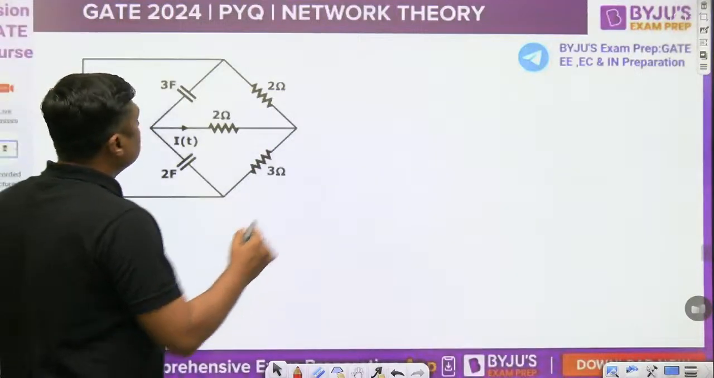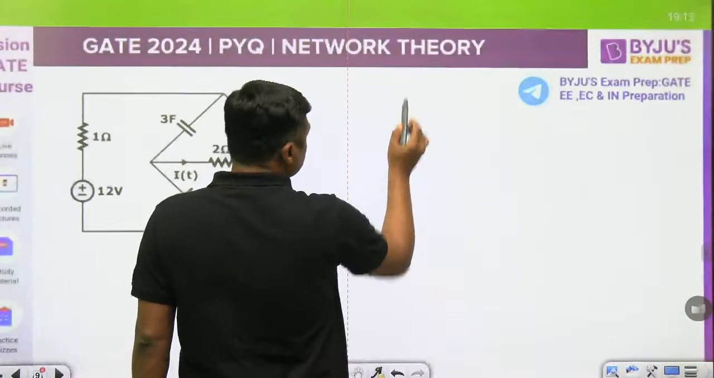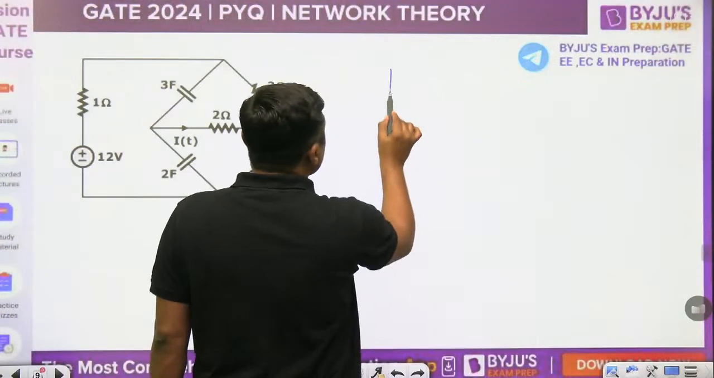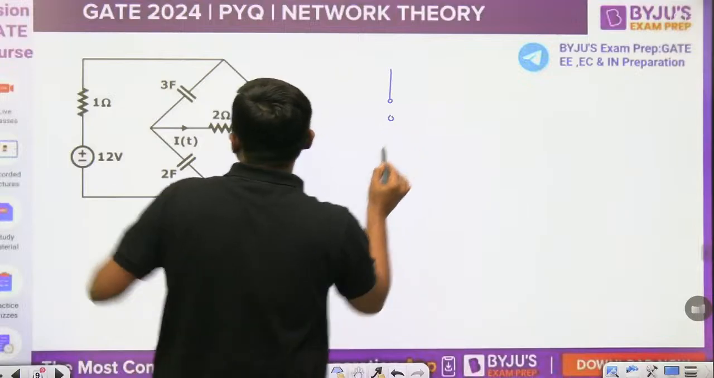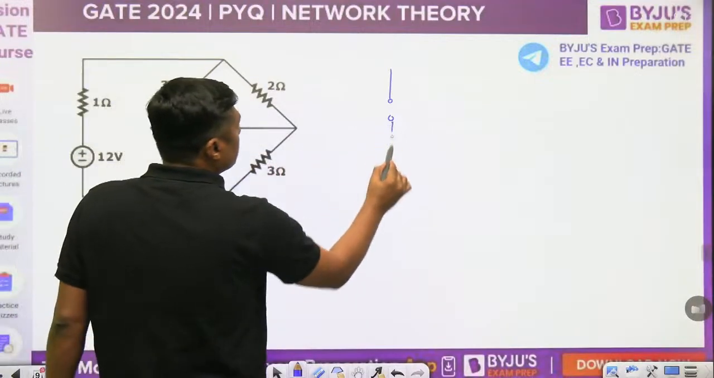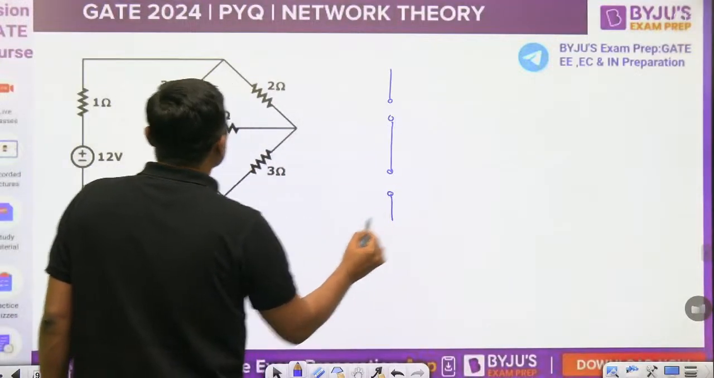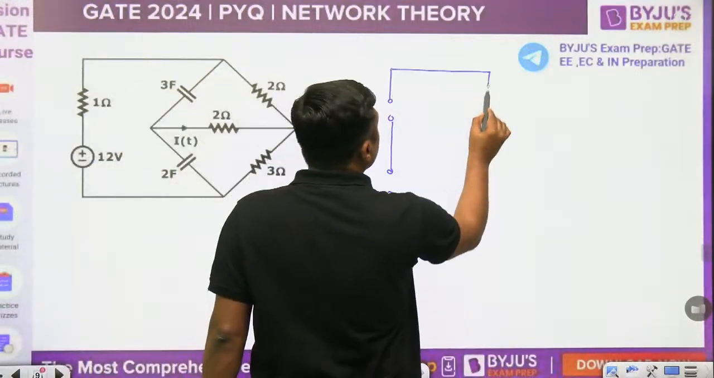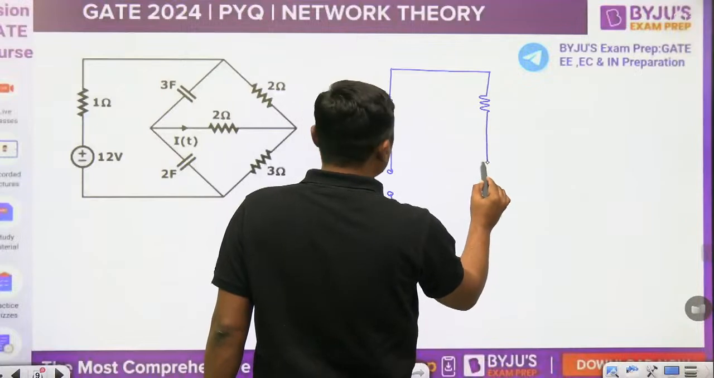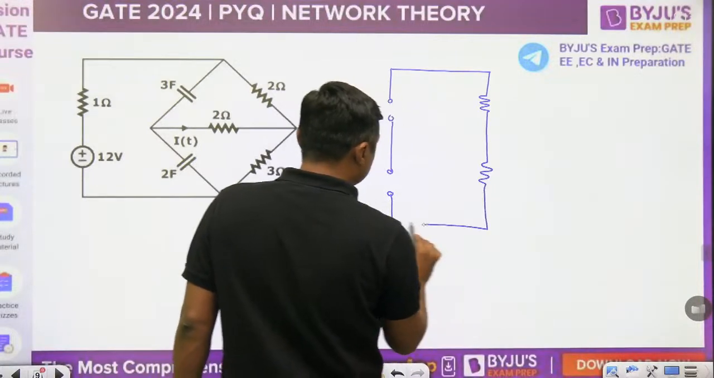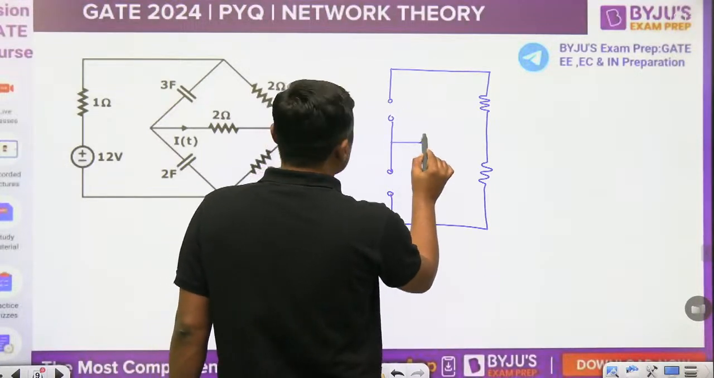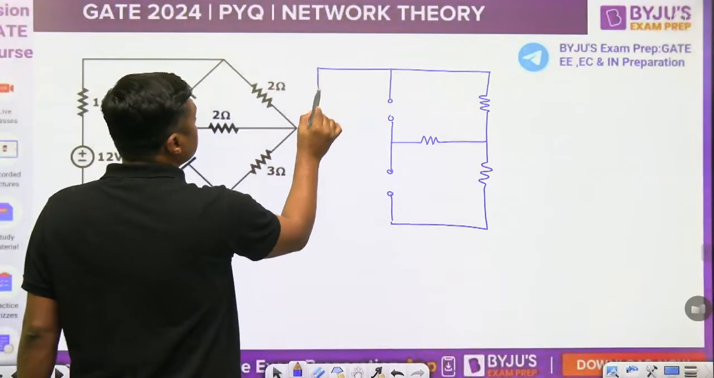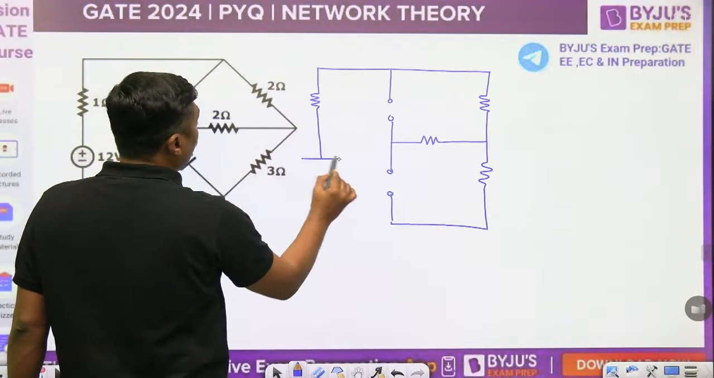yes. Now this is the capacitor. This 3 farad capacitor will act as an open circuit. This capacitor will also act as an open circuit. Now what is the resistor here? 2 ohm. What is the resistor here? 3 ohm. And that 2 ohm resistor is connected here. And what is the 1 ohm and 12 volt battery here?